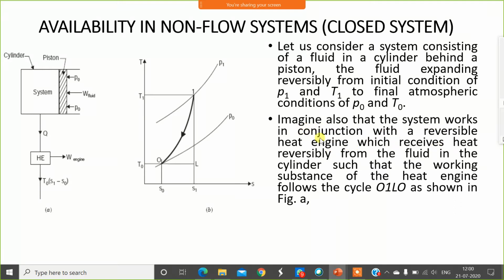Imagine that the system works in conjunction with a reversible heat engine, which receives the heat reversibly from the fluid in the cylinder, such that the working substance of the heat engine follows the cycle 0 1 L 0 as shown in the figure. This means the system supplies the heat to the heat engine, and this cycle is repeated again and again. Therefore, the system undergoes expansion.